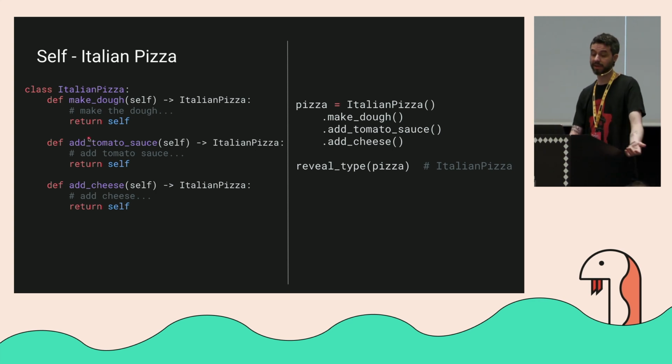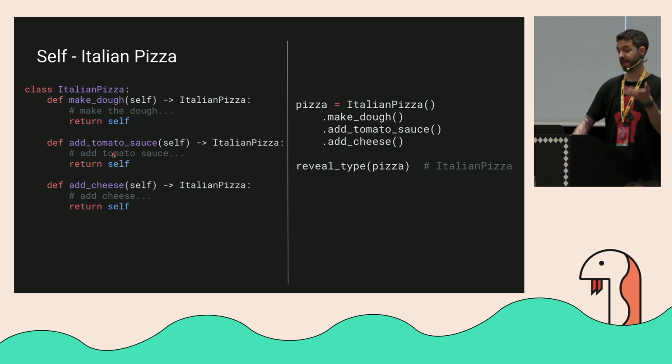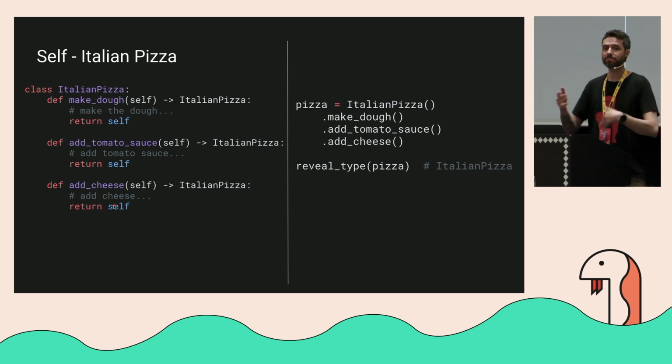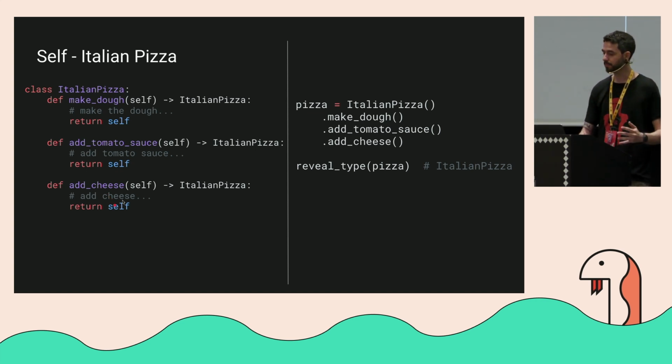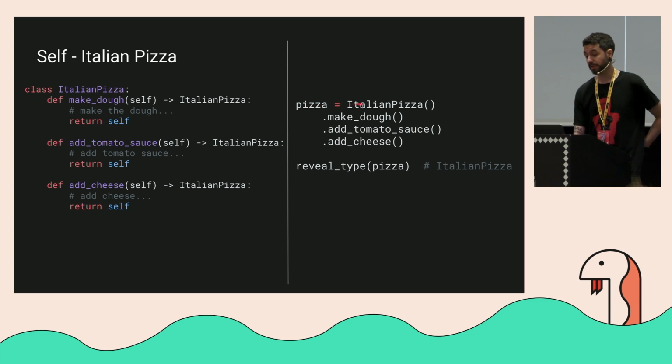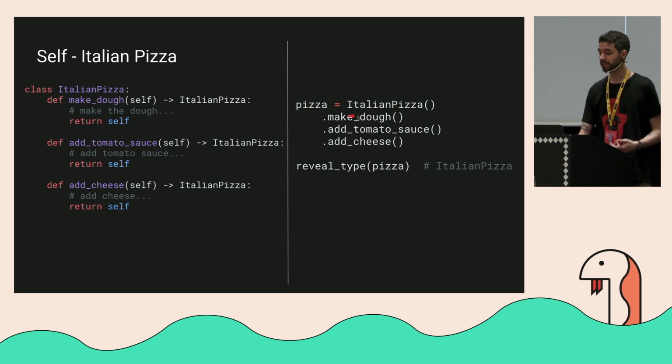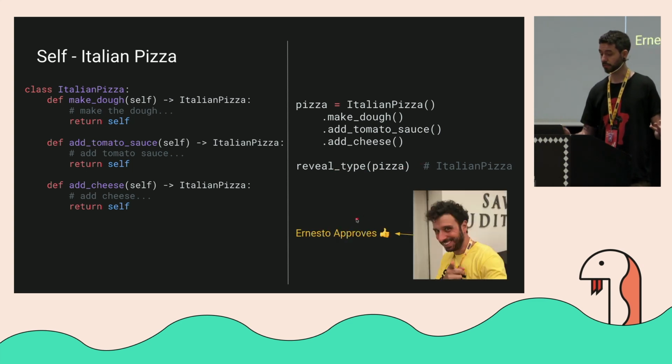So to make an Italian pizza, we make dough, we add tomato sauce, we add cheese. I'm not adding everything here just to keep it simple, but if we call this, we instantiate Italian pizza, make the dough, add tomato sauce, add cheese. What we get in the end? Italian pizza. And of course, Ernesto approved this.